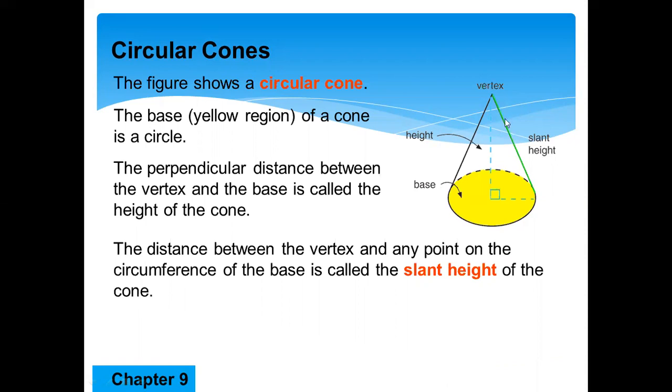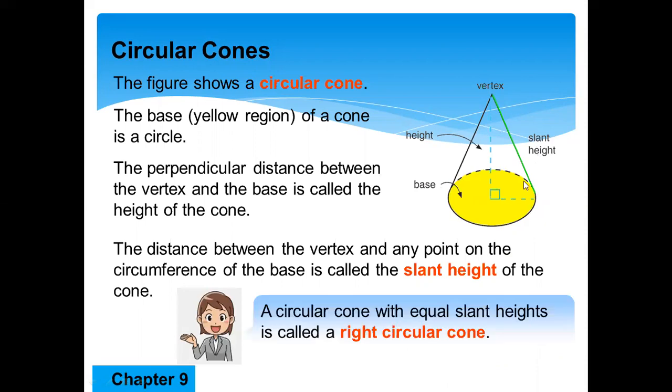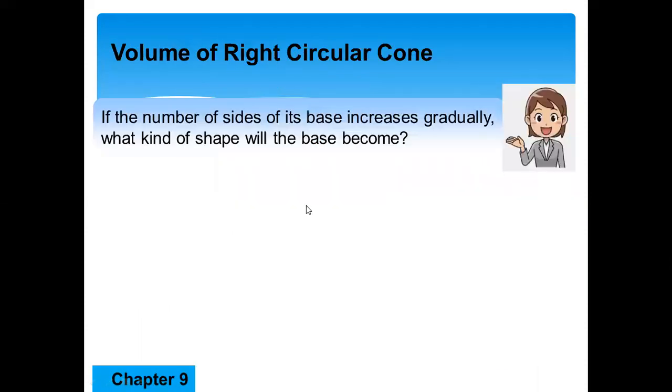From the vertex to the circumference of this base is called slant height. A circular cone with equal slant heights is called a right circular cone. Let's find the volume of a right circular cone.